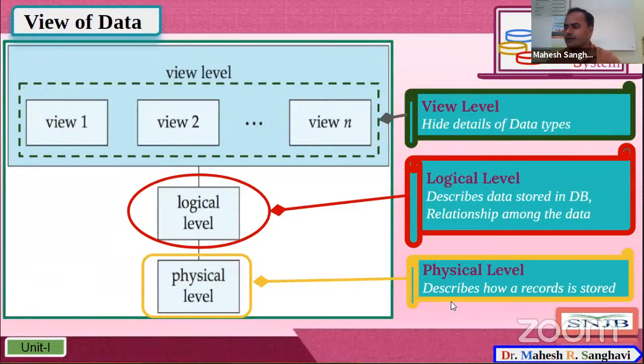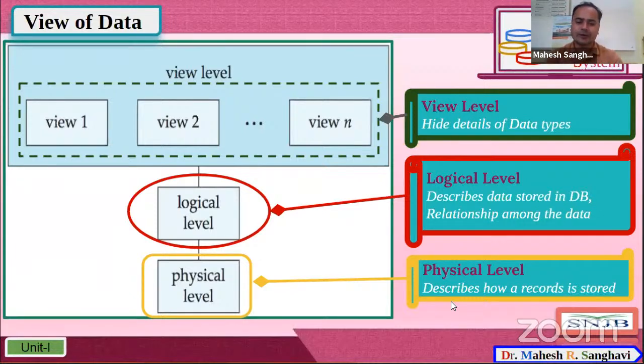Now the next question was: views of data has 3 levels, physical, logical, and the third level I had not given here. 88% of students have given the very right answer. Hearty congratulations to you. The right answer is view level. There are 3 types of levels: physical level, logical level and view level.